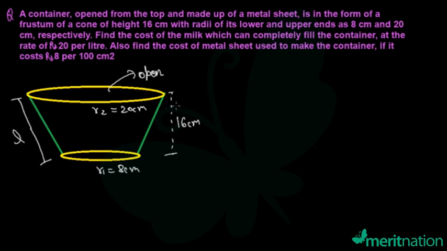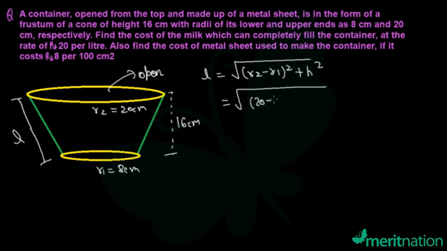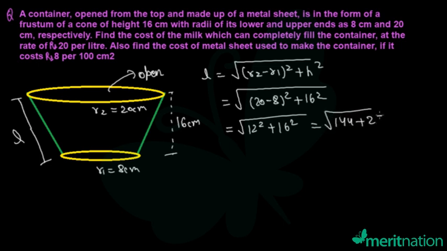We know the relation between L, R1, R2 and height. L that's always equal to under root of (R2 minus R1) whole square plus H square. So it would be equal to under root of (20 minus 8) whole square plus 16 square, which is equal to under root of 12 square plus 16 square, that's equal to under root of 144 plus 256. L that's equal to under root of 400, which is equal to 20. So the slant height that's equal to 20 centimeters.